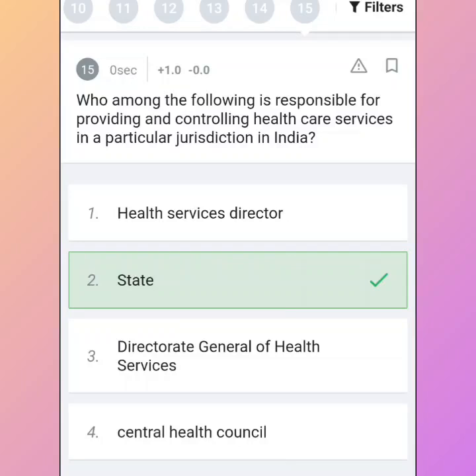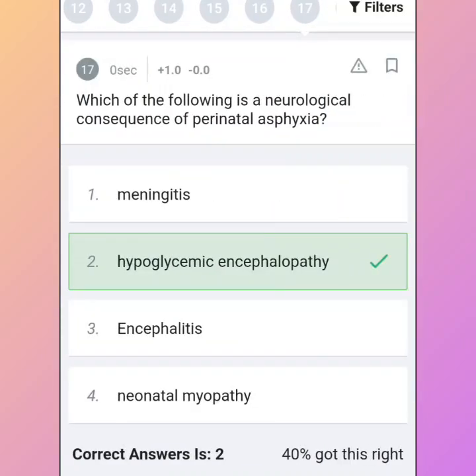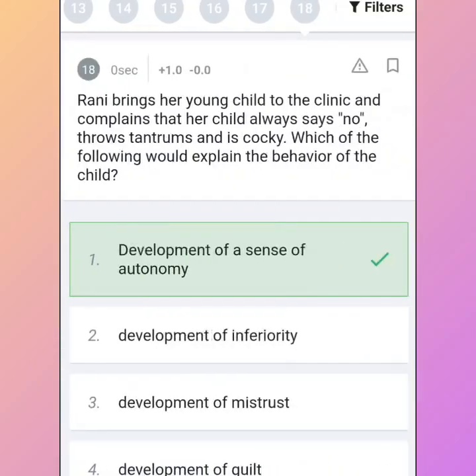Who among the following is responsible for providing and controlling health care services in a particular jurisdiction in India? Option second, state. A biological disaster can be predicted from the data obtained from option 4, epidemiological surveillance. Which of the following is a neurological consequence of perinatal asphyxia? Option second, hypoglycemic encephalopathy.